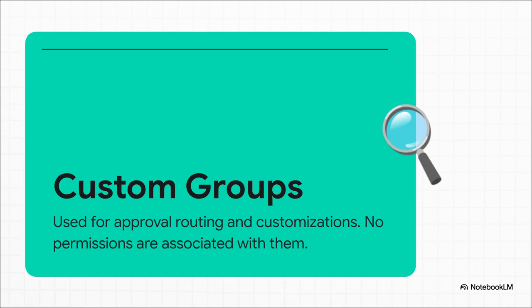Now, kind of counterintuitively, there's another type of group that grants exactly 0 permissions. It's called a custom group. So what's the point? Well, their entire purpose is to act as a label, a tag for routing approvals or triggering custom bits of logic. Think of them as signposts, not as keys.